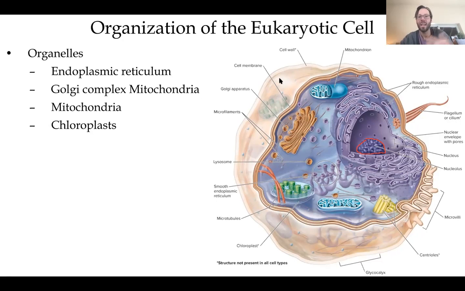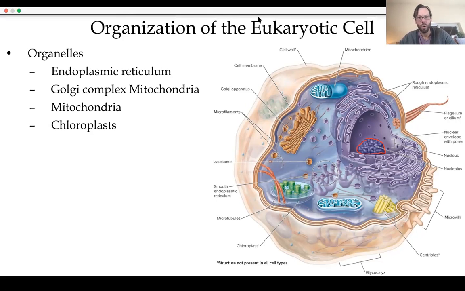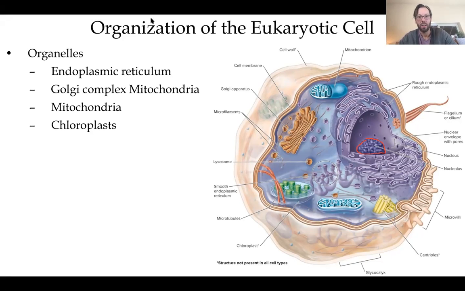Okay. Now let's get into the meat of really what makes them different, the organelles. Okay. So with the organelles, we have things like ER. The ER is going to be this stuff right outside the nucleus. Okay. That ER is going to be made up of rough ER, which is generally closer to the nucleus, and then smooth ER further out. Okay.